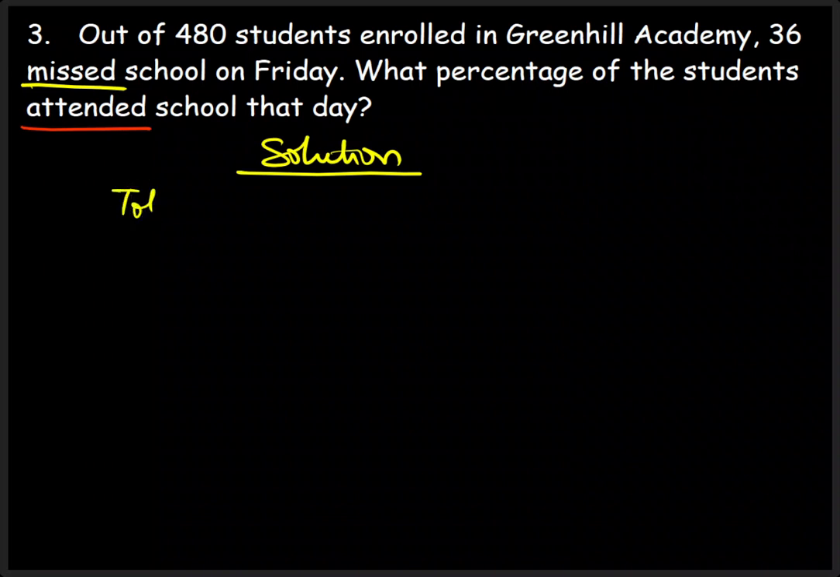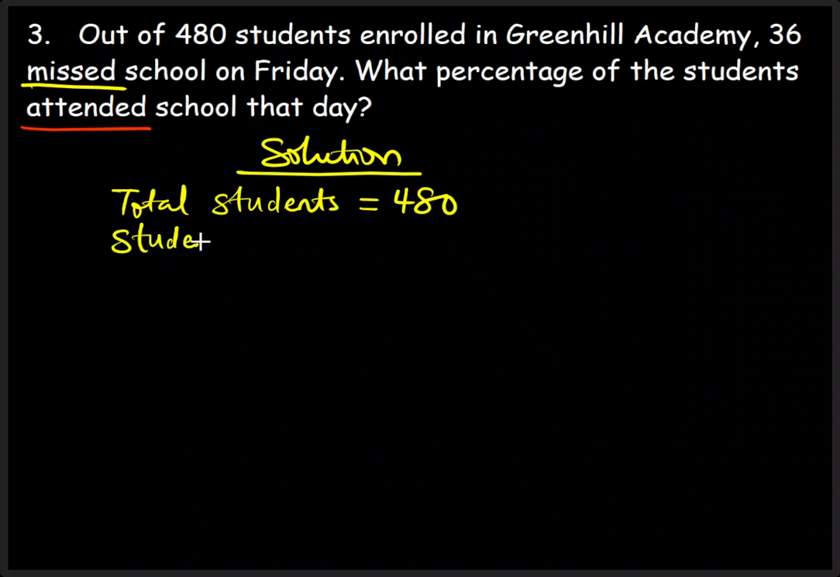We have total students equal to 480. Now 36 missed school on Friday. 36, that's like saying absent. So student absent, we are still going to use absent. Student absent on Friday equal to 36.